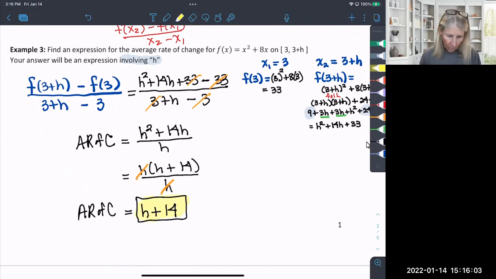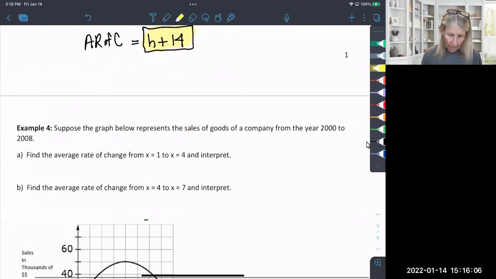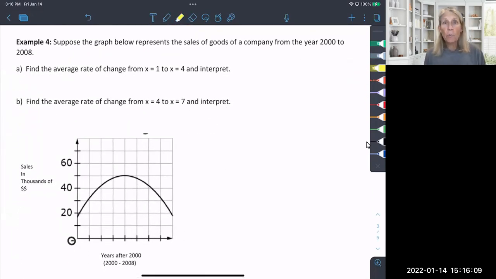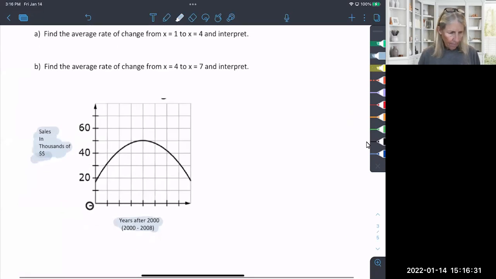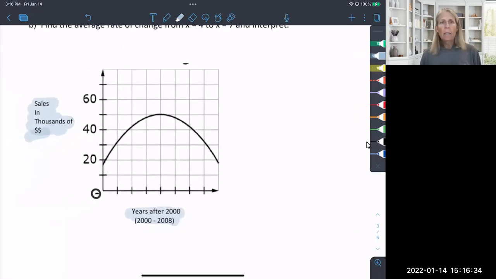All right, let's look at more of an application here in this example 4. So they show us a graph that represents a business sort of application. It represents a sale of goods of a company from the year 2000 to the year 2008. So the horizontal axis represents our years, and the vertical axis here is the sale in thousands of dollars. So you can see that this business was very much fluctuating. It went up in sales and then back down in sales. So there's definitely some change happening there.